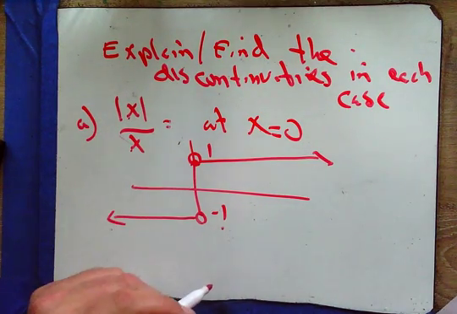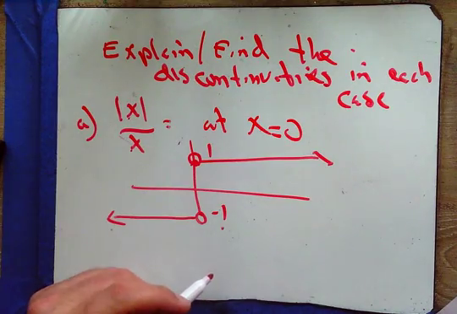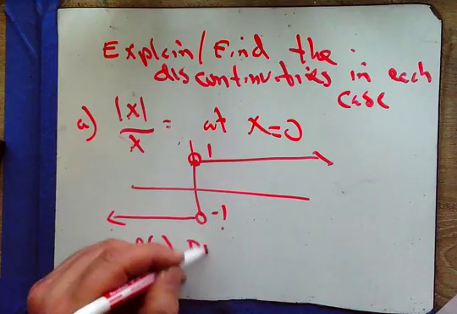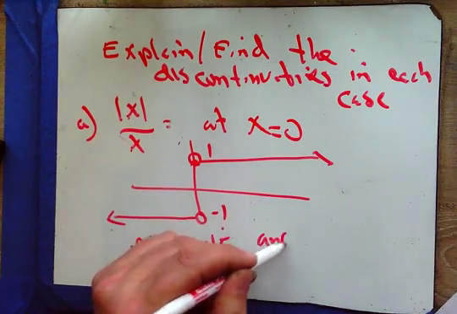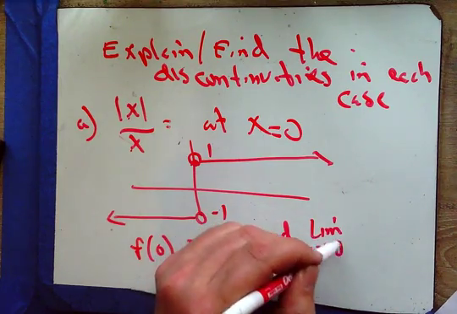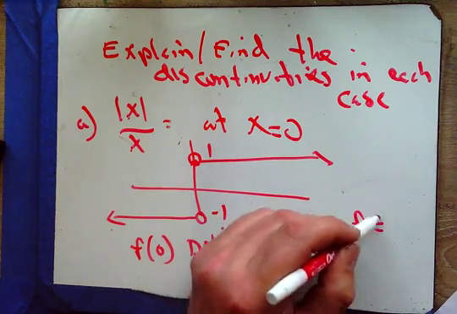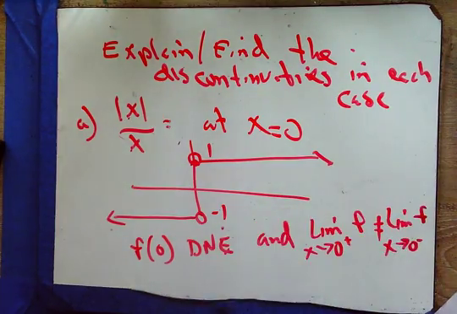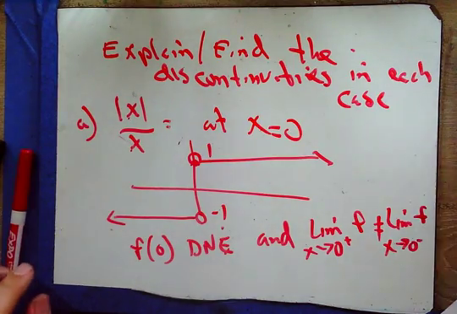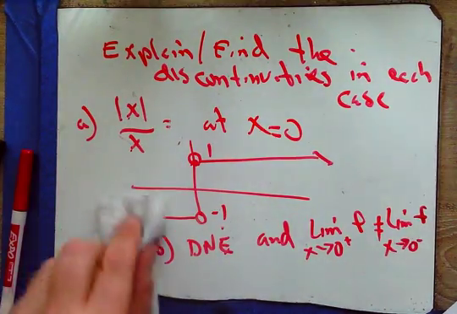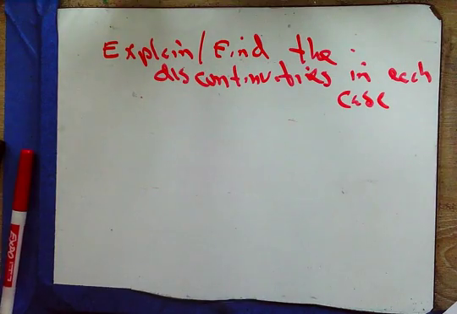So yeah, definitely not continuous at x equals 0. And I've got two reasons. I've got f of 0 does not exist, and I see this jump discontinuity, which means the limit as x approaches 0 from the positive side does not equal the limit as x approaches 0 from the negative side. Okay? So we have the point doesn't exist and the limit doesn't exist. Two really important things for continuity.